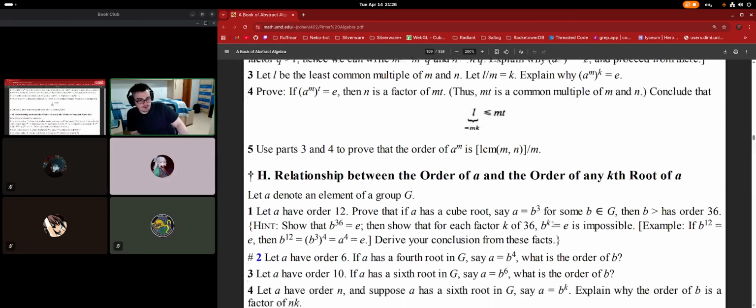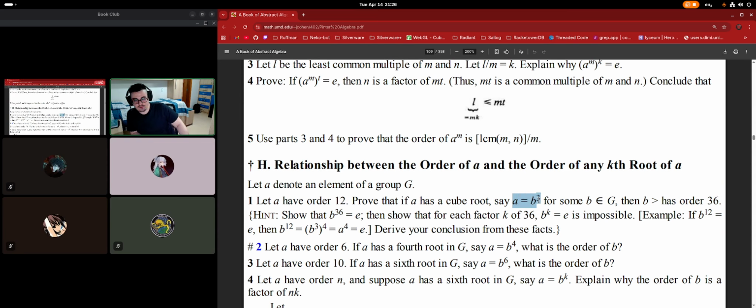What if this was a equals b to the power of 5? What would be the order of b? It would be 60, right? Well, not necessarily. It could be less than 60. Well, you could. What would that be then?